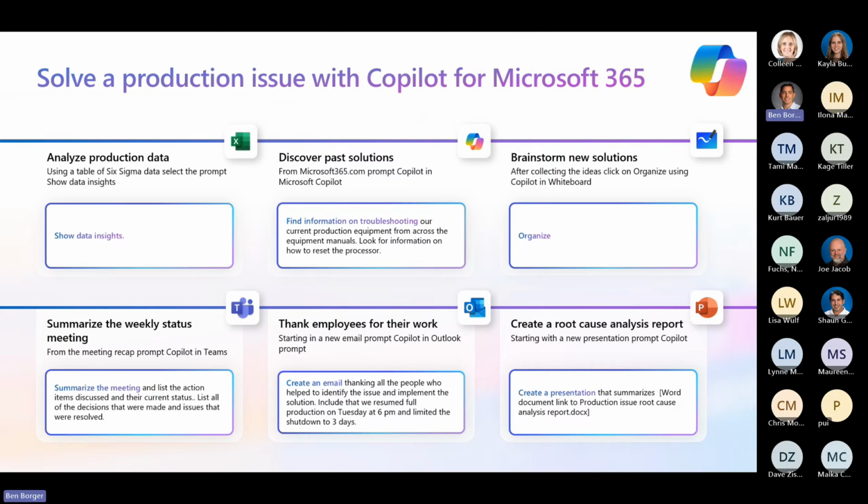So let's look at some of the prompts we can use to accomplish these goals. In Excel, we can use the Show Data Insights prompt to automatically visualize our data. In Copilot from the web or on a Windows desktop, we can search for related troubleshooting documents across the organization's SharePoint, Teams, and personal OneDrive. We can use the Organize command within Whiteboard to clean up the data and prepare a concise list of action items.